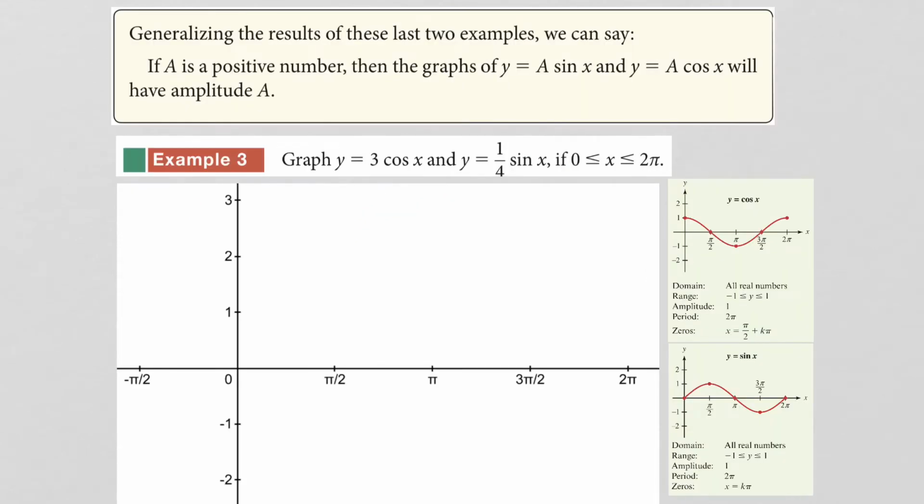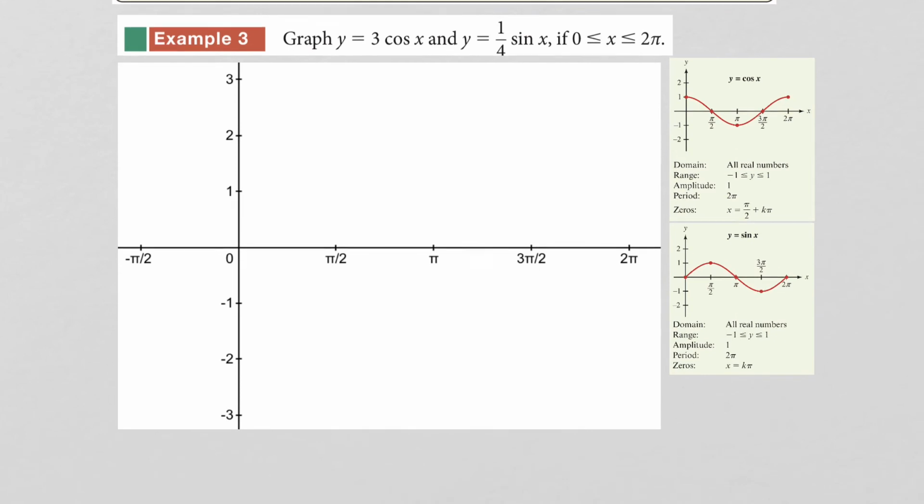So if we generalize the results of the last two examples, we can say that if a is a positive number, the graphs of y equals a times the sine of x and y equals a times the cosine of x will have amplitude a. So they're the same as the original graphs, but just taller or shorter, depending on whether a is bigger than 1 or less than 1.